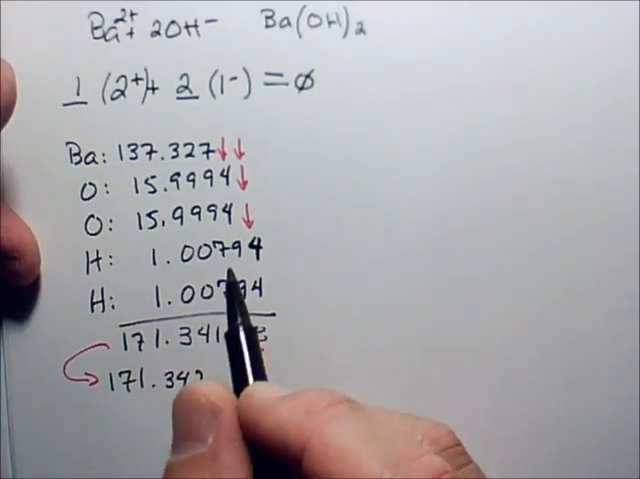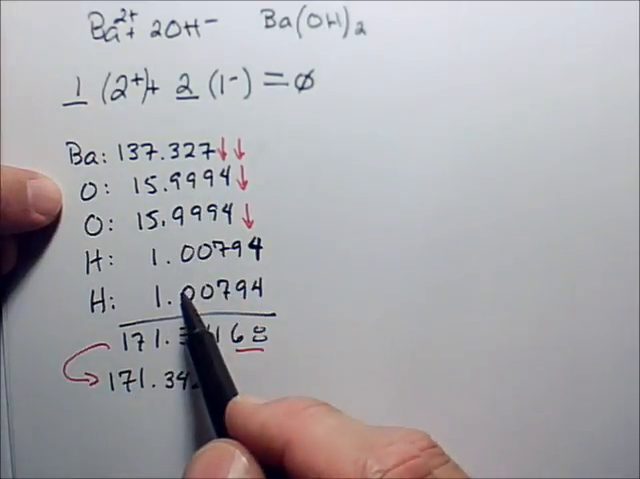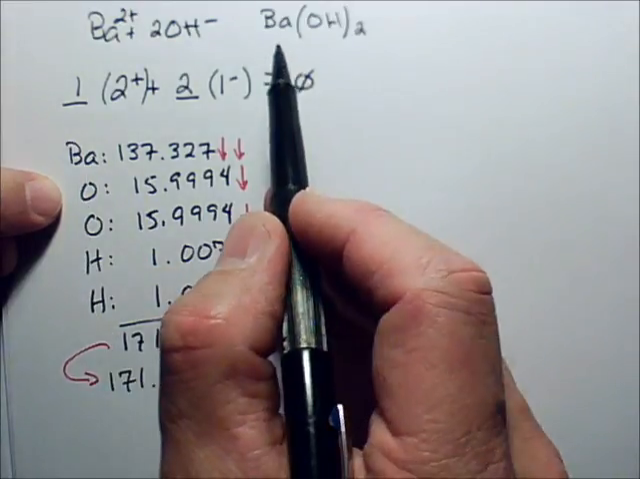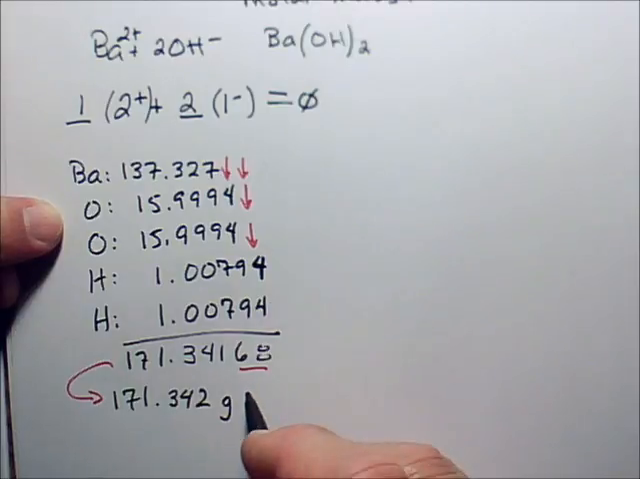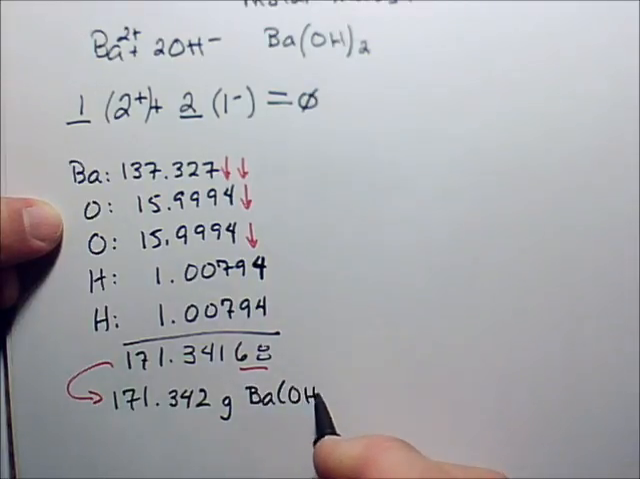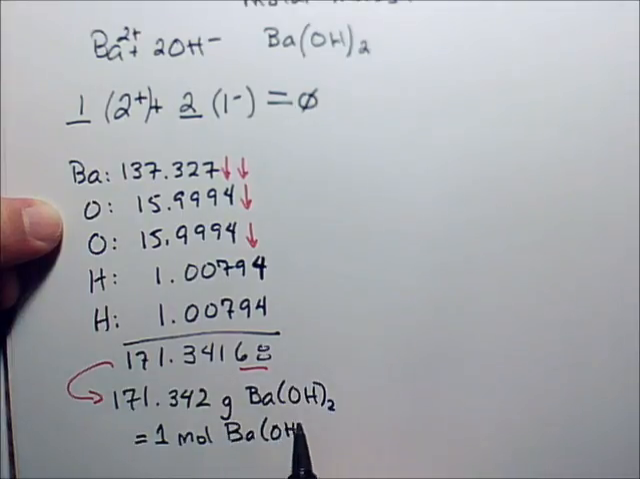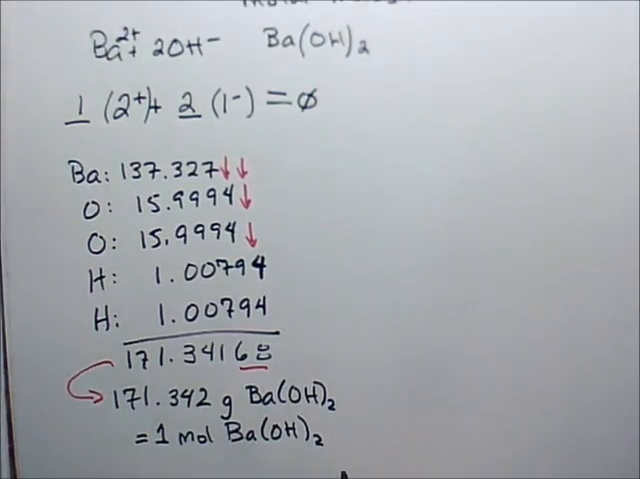And that is, by definition, the molar mass: the sum of all the atomic masses of all the atoms in a formula, written in units of grams. In this class, you also have to write what this grams applies to. It applies to barium hydroxide. And also in this class, you have to say that this mass of this species is equal to 1 mole of this species. So how did you get the 171.342?